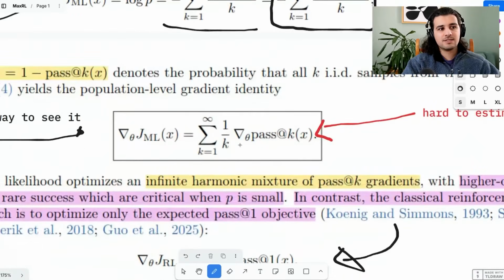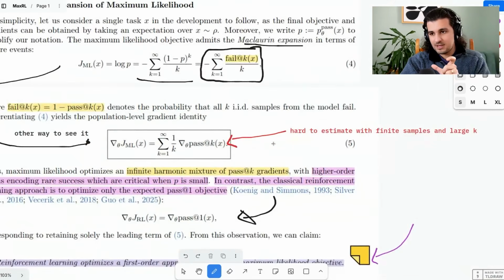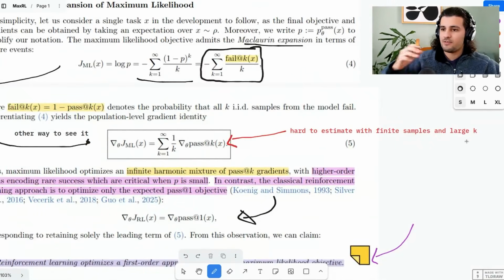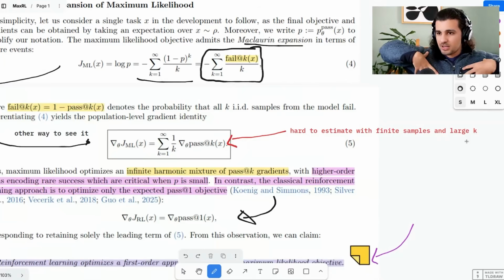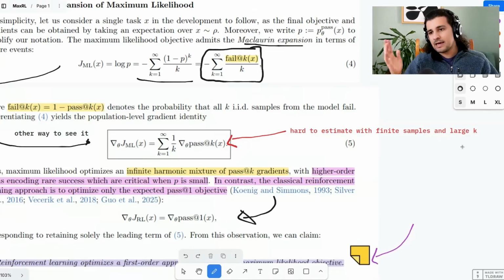Cool, but this is not that useful, right? You have an infinite sum over here, and then you have this little guy, pass at k. How are you going to estimate both of these, right? They are hard to estimate when you have a finite sample. If you have an infinite sample, okay, cool, you can do it. Large k is also computationally demanding. If you have a k of like 1 million, you're going to need to create 1 million rollouts in order to estimate that, probably.